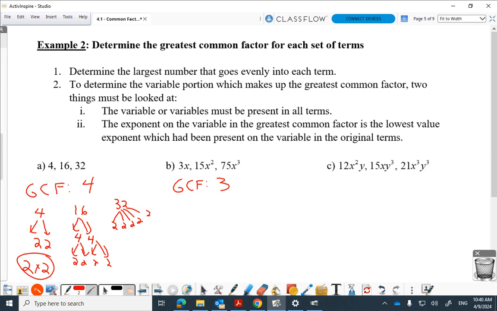Oh, but we're not done here. Now it's the part about the variables. How many x's are multiplied together in all of them? All of them have at least this many.